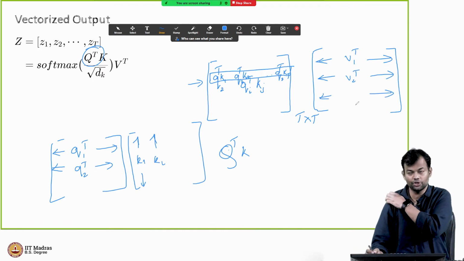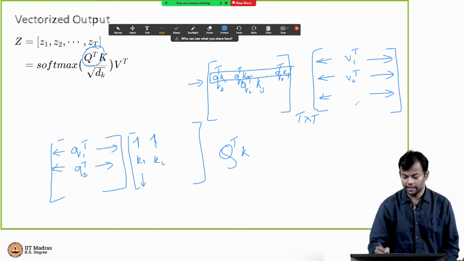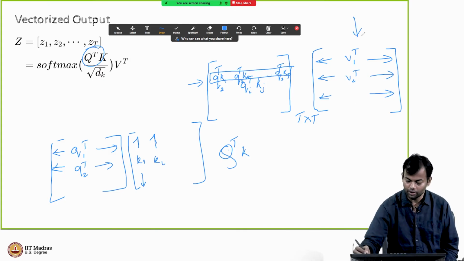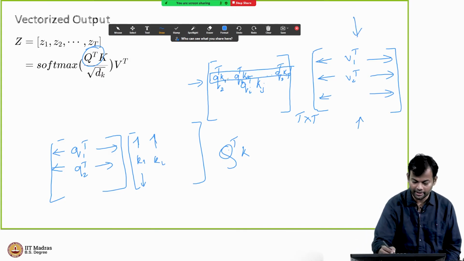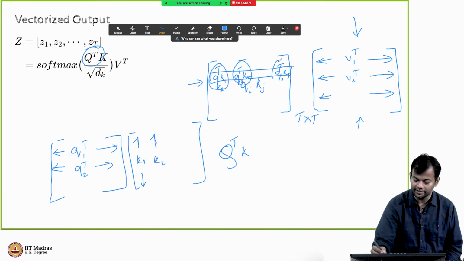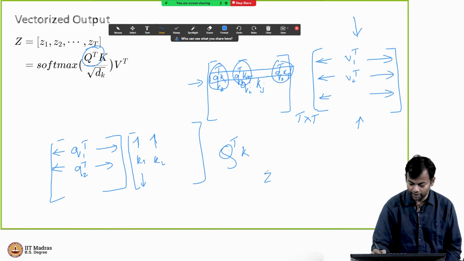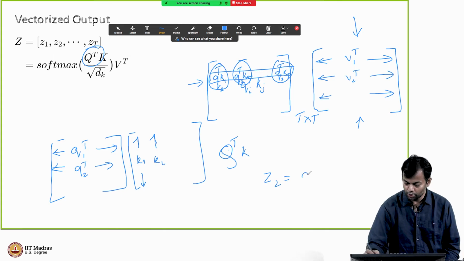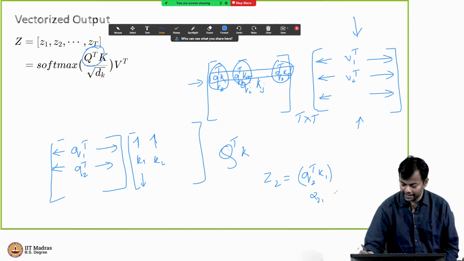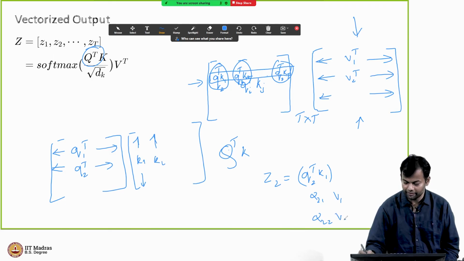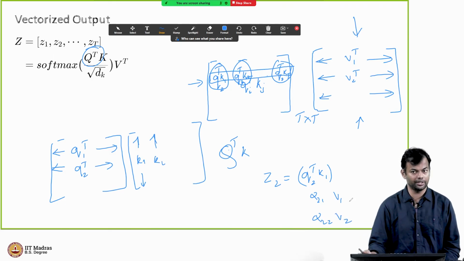And if I multiply these two, what is the second row going to be? The second row is going to be a linear combination of all the rows of this matrix where the weights are these, right? And that's exactly what I wanted. I wanted Z2 to be Q2 transpose K1, which was alpha 2 1 multiplied by V1, and then alpha 2 2 multiplied by V2, and so on. And that's exactly the computation which is happening here, right?